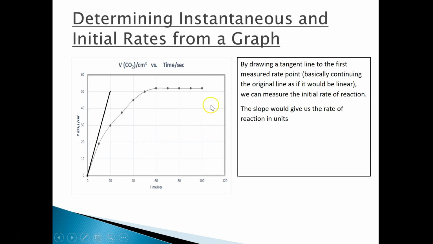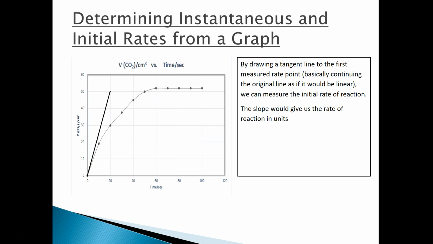All right, we can also determine rate from a graph. And there are 2 main types of the rate that we're interested in, instantaneous and initial. So instantaneous rate is just the rate at any given moment in time. And initial rate is the rate that we get the moment the reactants are mixed.